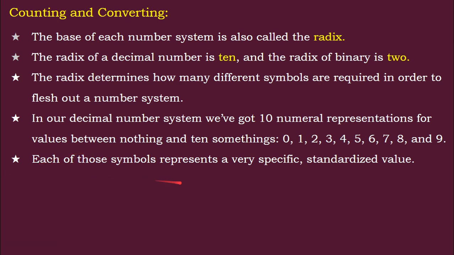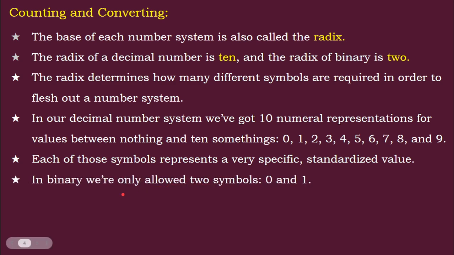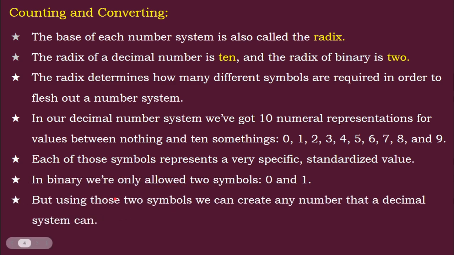Each of those symbols represents a very specific standardized value. In binary, we have only 2 symbols, 0 and 1. But using these 2 symbols, we can create any number that the decimal number system can. So, in order to represent a number from one number system in another, we use the conversion concept. So, this is all about counting and conversion.